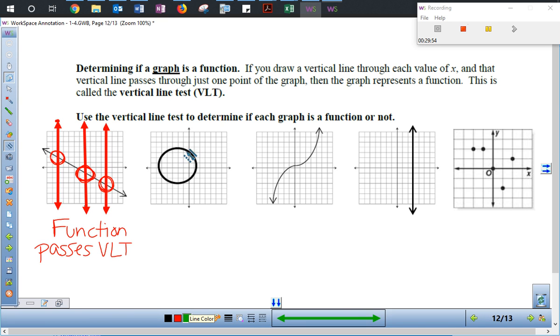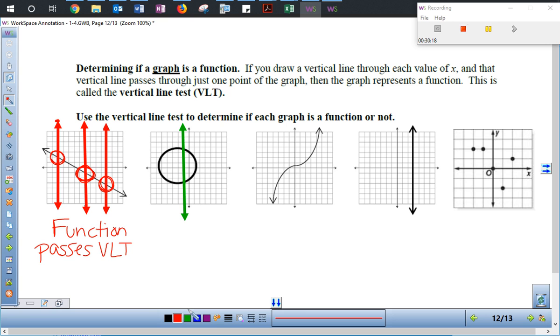Now let's go to the second one. The second one we have is a circle. I just want to see if it's a function. Now we know it's a graph because they graphed it, but that doesn't always mean it's a function. To prove that it's a function, I need to draw a vertical line through any part of the graph, and it can only cross the graph in one location. So let's say I just choose right here.